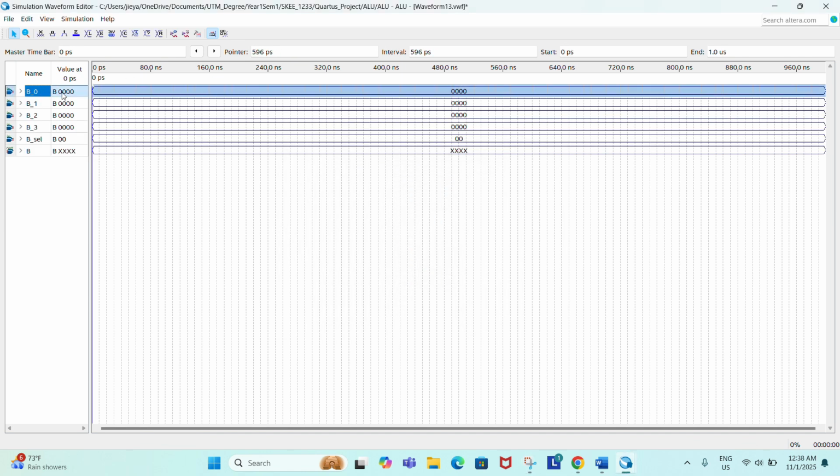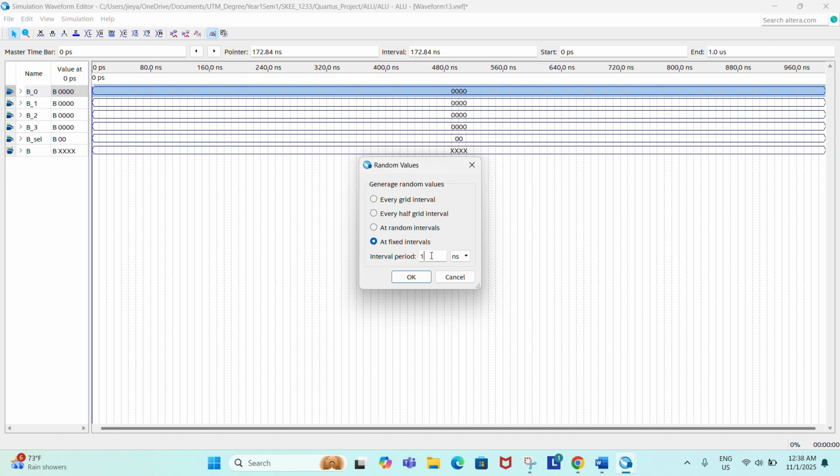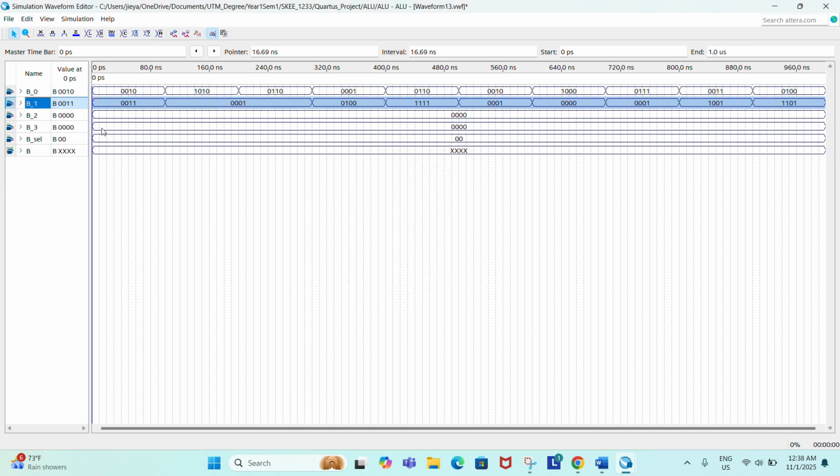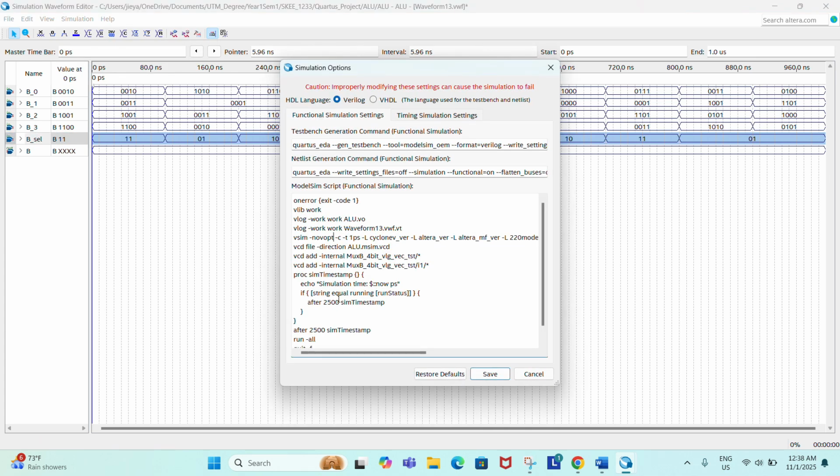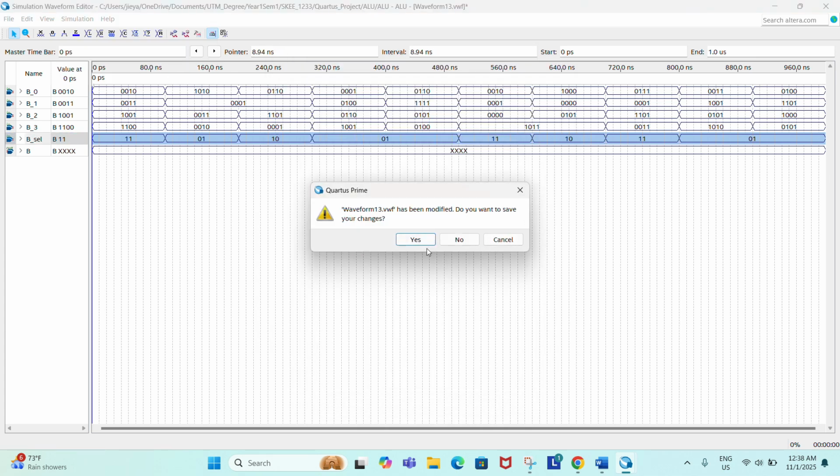And here I will put random values at a fixed 100 nanosecond interval for all the inputs. Before we run the function simulation, we need to delete the no read out in the simulation settings. Run function simulation.